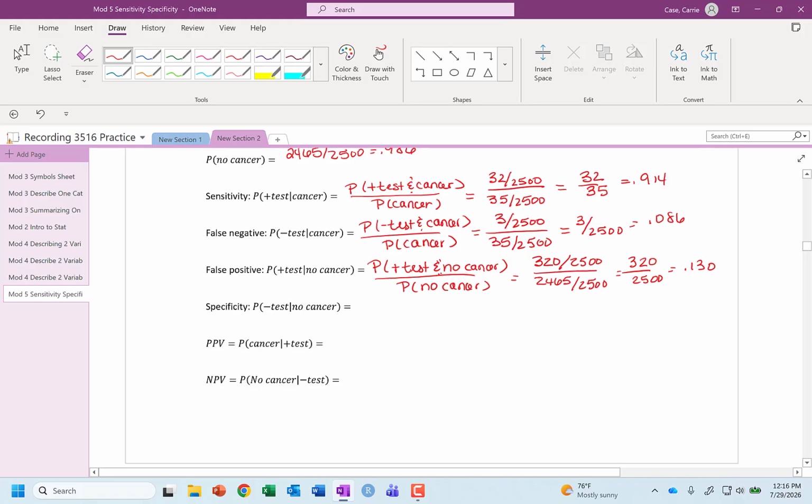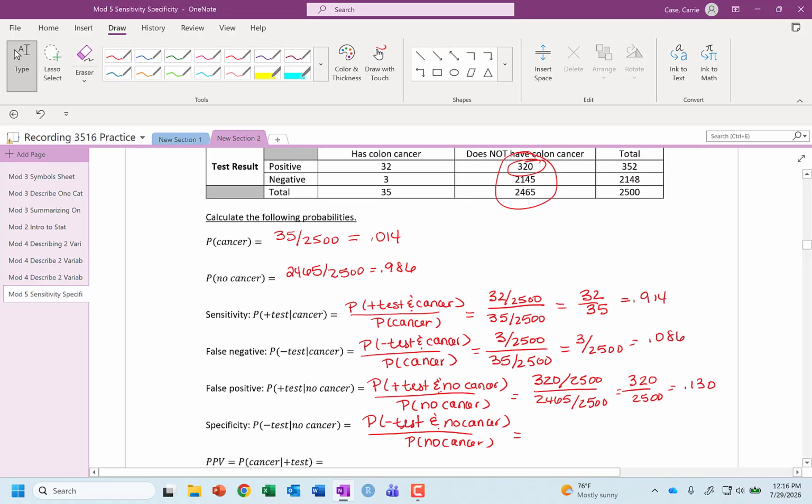Specificity then is the exact opposite of that. It's the test result's ability to test negative when the person doesn't have cancer. So that is the probability of negative test result and no cancer divided by the probability of having no cancer.